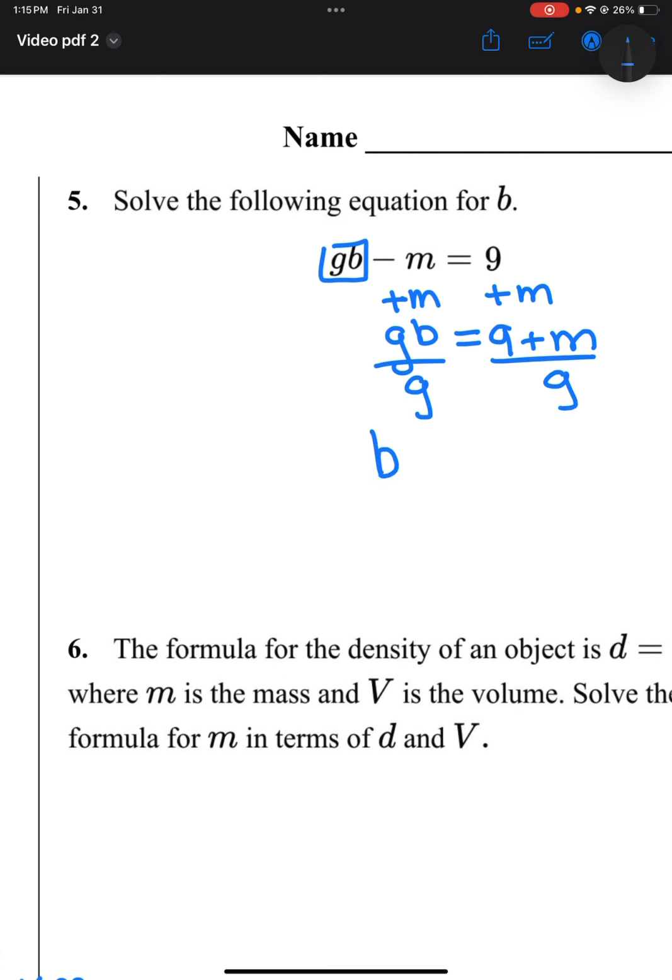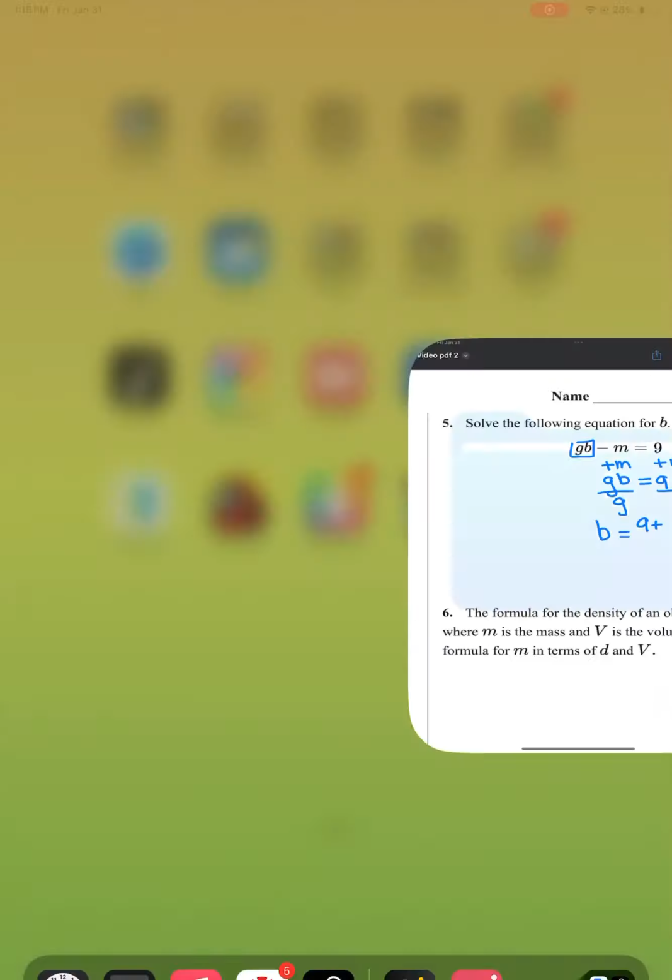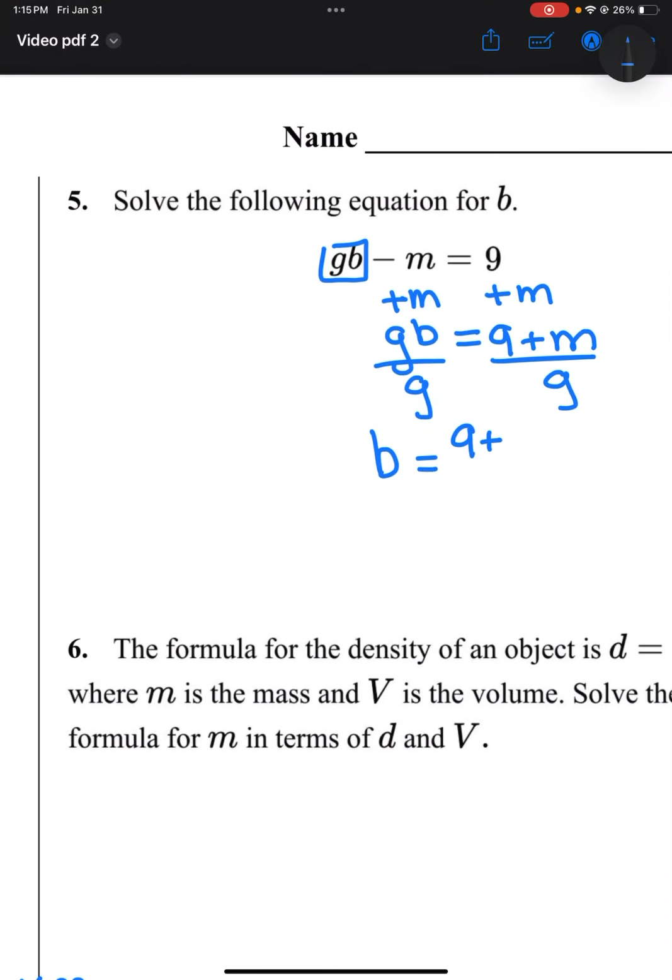Then you're left with b equals 9 plus m over g. And that's where you can leave it.